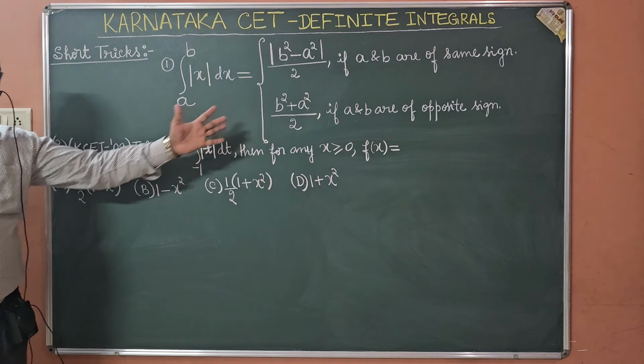And moreover, what is the lower limit? Minus 1, negative. Upper limit, 3, positive. So, lower limit and upper limit are of opposite sign. So, it comes under this formula. So, answer is b square, upper limit square, 3 square, plus a square, lower limit square, minus 1 square, by 2. And this is 9 plus 1, 10 by 2. So answer is 5, which is option C, correct.